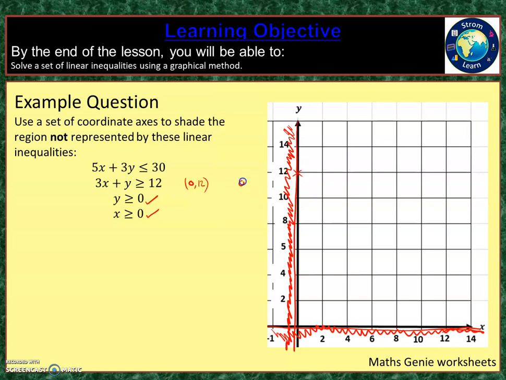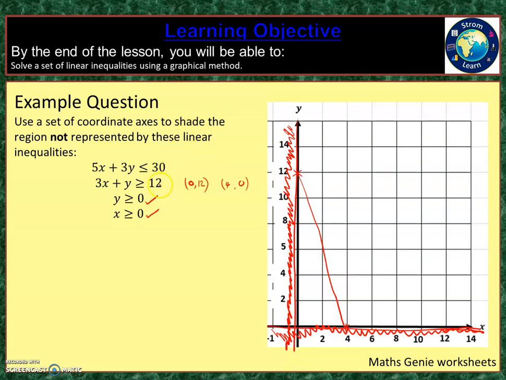And what happens if I make y 0? Then I get 3x is greater than or equal to 12, which gives me x is greater than or equal to 4. So I get 4, 0. So let's mark that one as well. And then we want a straight line that connects those. Let's just pretend that this is a nice straight line. Not quite, but there, never mind.